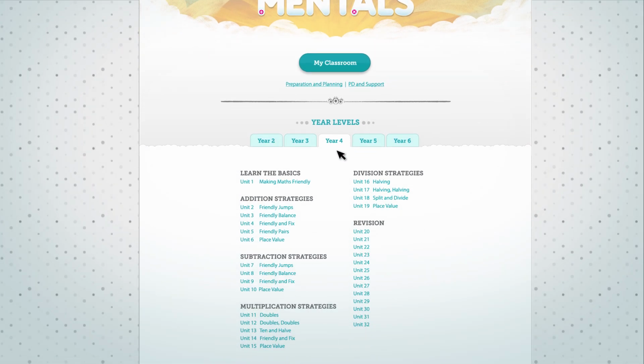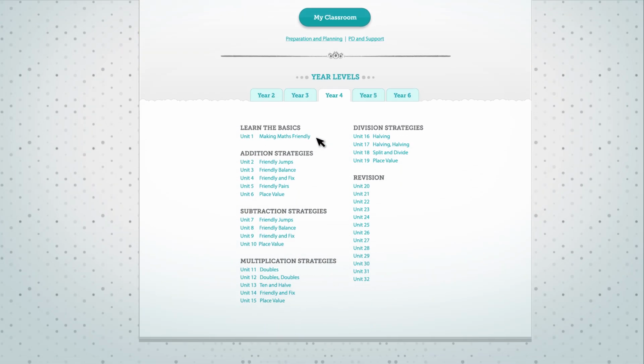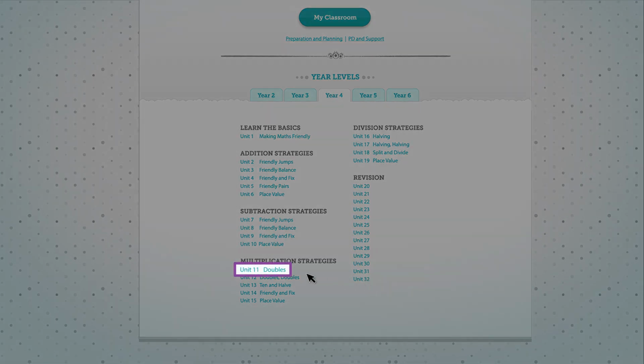Underneath are year level tabs. Within each year level tab is the list of units. Unit 1 is an introduction to the program, Units 2 to 19 teach mental math strategies, and Units 20 to 32 revise the strategies. Select a unit name to go to that unit where you'll find teaching resources and daily activities.